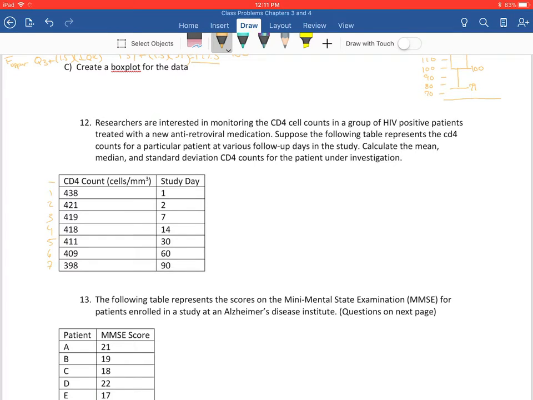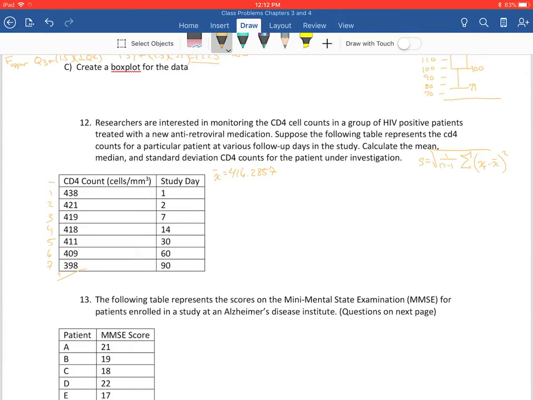First thing we want to know is our standard deviation formula. Standard deviation is equal to the square root of 1 over n minus 1 times the sum of x sub i minus x bar, squared. We're going to go through all these steps in a second, but the first thing we have to do is get an average. So we have to calculate our x bar. Our x bar in this problem is the sum of all the CD4 counts divided by 7. X bar is going to equal 416.2857.